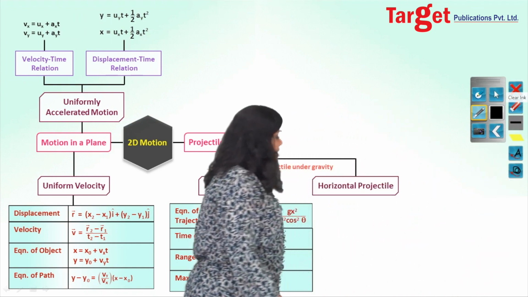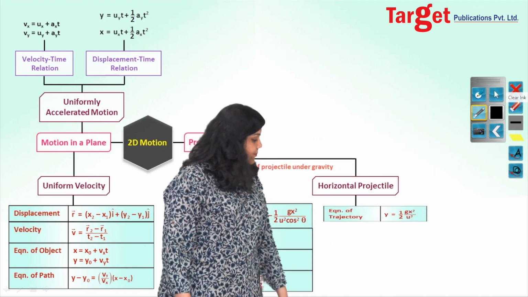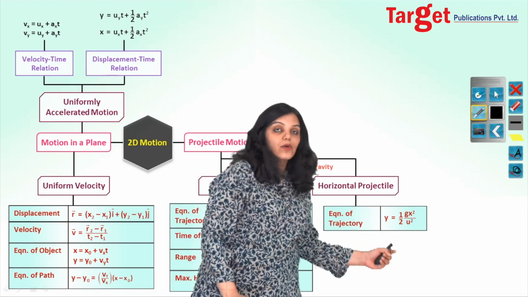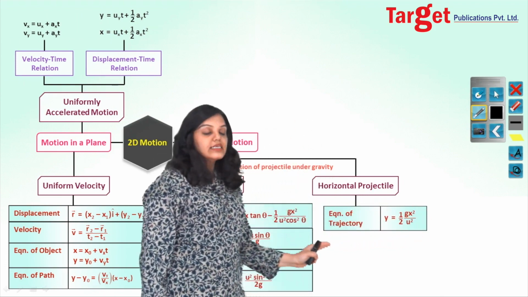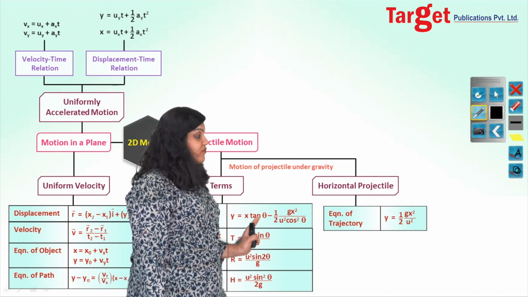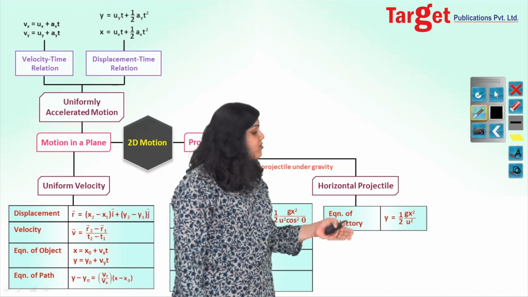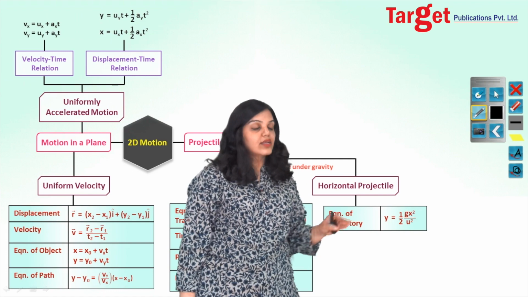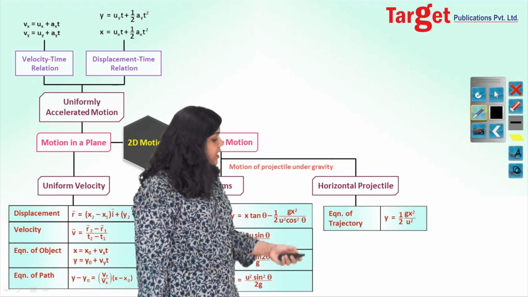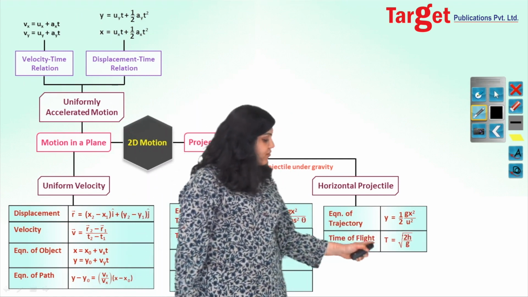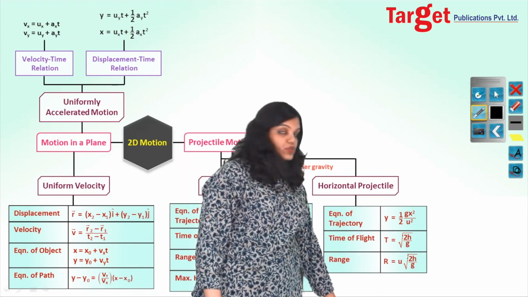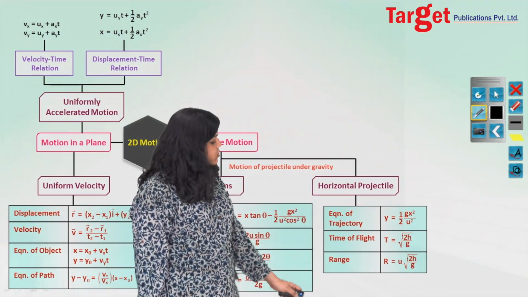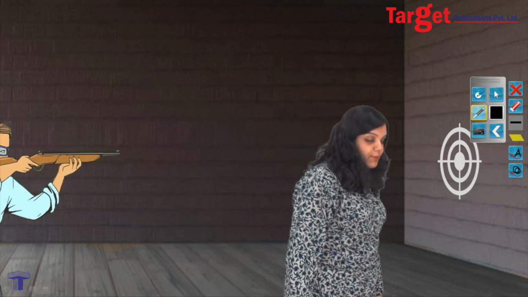Let's look at certain terms under the horizontal projectile concept. Here you have the equation of trajectory. As you can see, the equation is fairly simple in comparison to the equation of angular projection. That's obvious because now you have velocity only moving in one direction, at least in the beginning. Next we have the time of flight, again fairly simple. Finally we have the range, R is equal to u root 2h by g. Let's quickly take a look at an example for this.